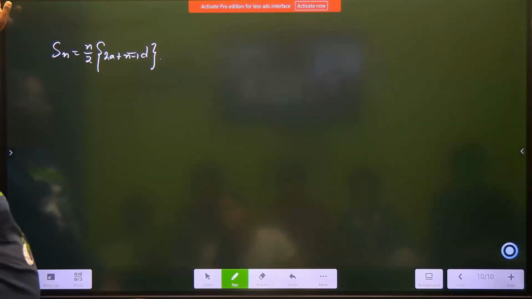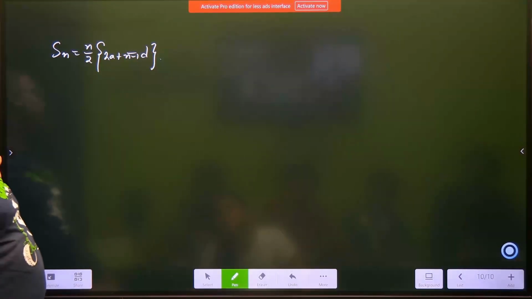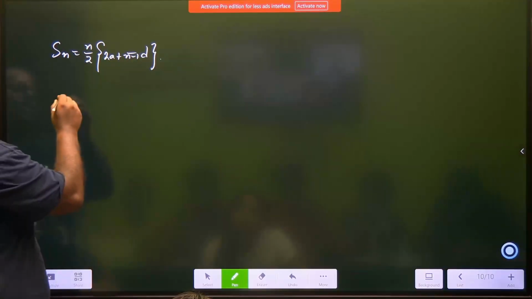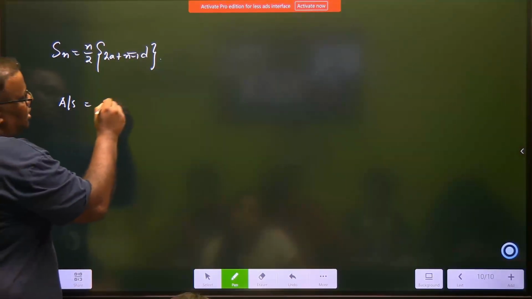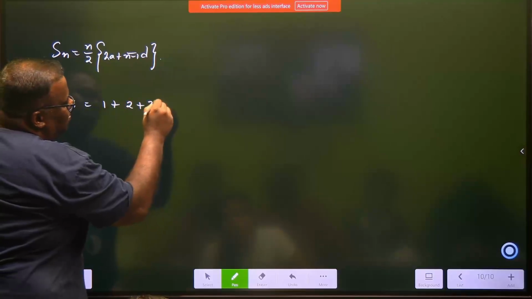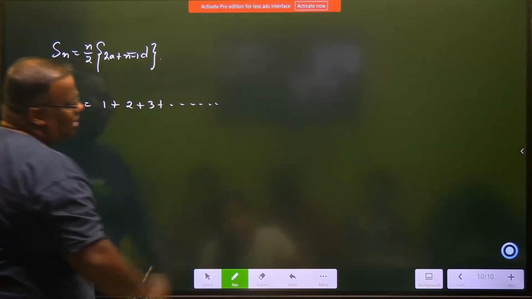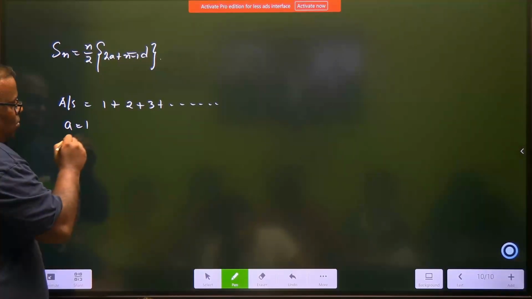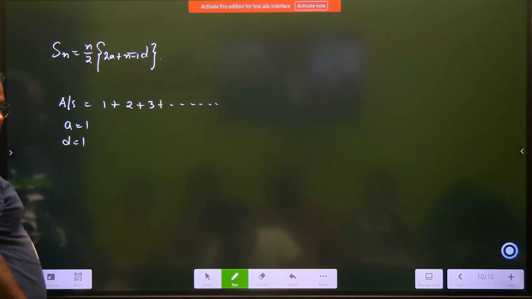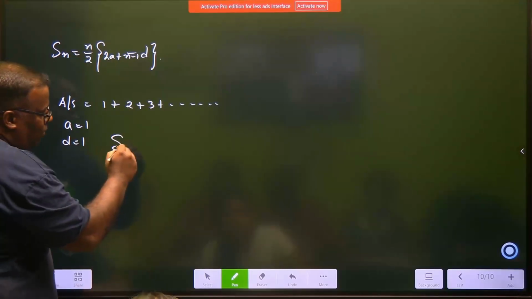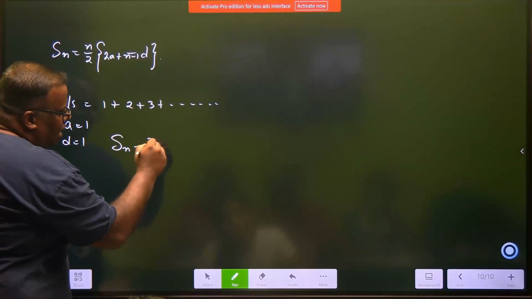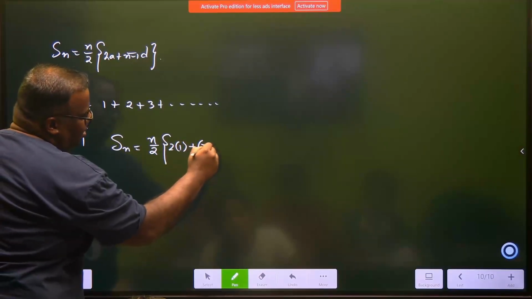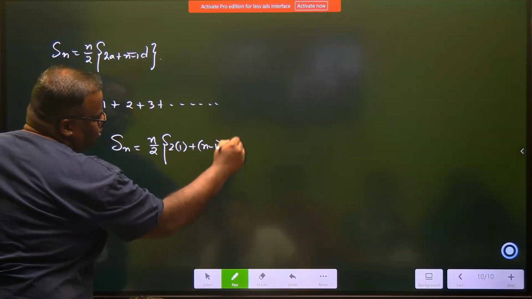Right? So let us find out the general formula for the sum of the first n natural numbers. What is your arithmetic series now? Your arithmetic series is 1 plus 2 plus 3 plus dot dot dot up till n. What is your first term? 1. What is your common difference? 1. So can we find the sum of n natural numbers? n by 2 into 2a plus n minus 1 into d, which is also 1.